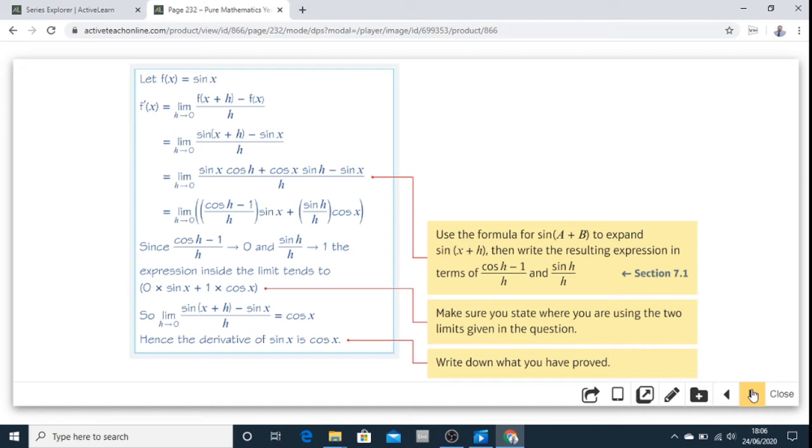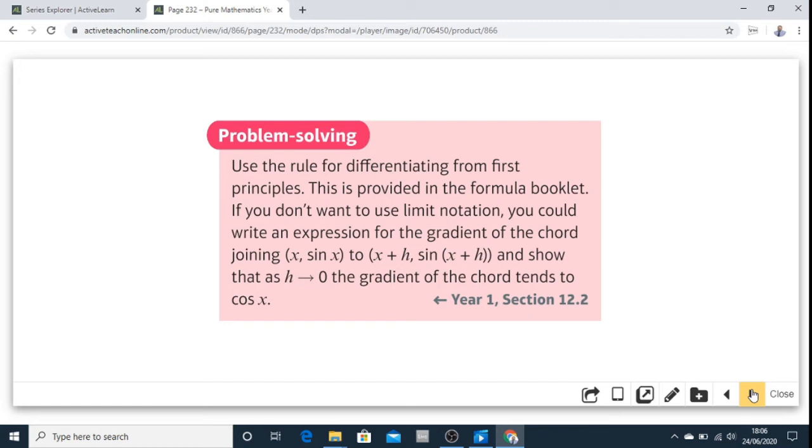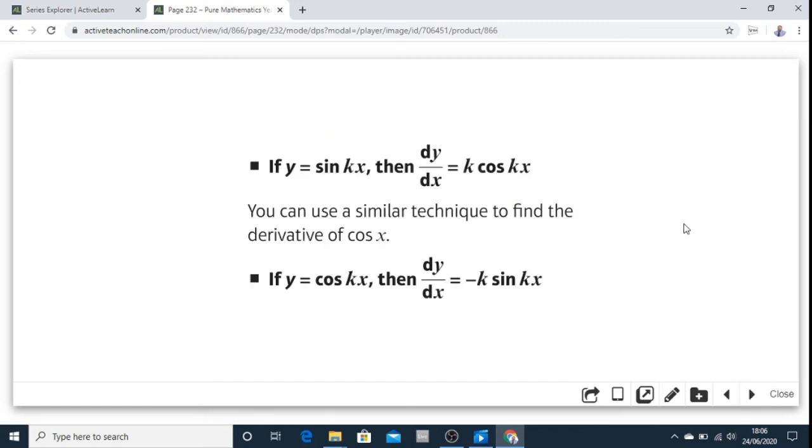Don't worry too much if at this stage this is too technical and a bit confusing, because the main thing for all of us is that we know these standard results. If y is sin kx, then differentiated is k cos kx, and then the version as well for differentiating cos x. So that's the thing that we're really wanting to make sure that we're really comfortable with at this stage.